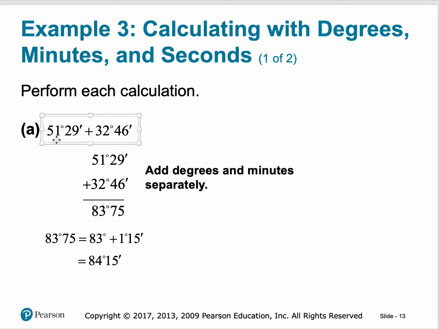So if I had 51 degrees and 29 minutes plus 32 degrees and 46 minutes, I'm going to do a separate problem and add the degrees together and then add the minutes together. Because 75 minutes is over a full 60, I'm going to make that 1 degree and 15 minutes, because if I divide that by 60, it happens once with a remainder of 15. So those two added together are 84 degrees and 15 minutes.